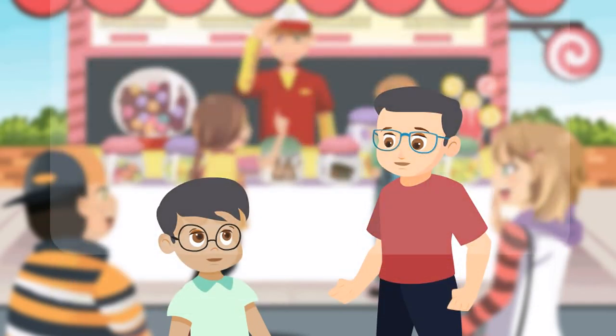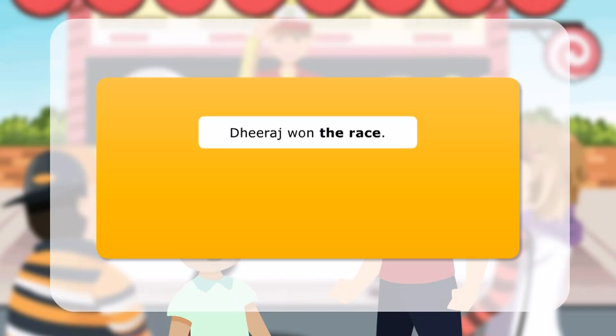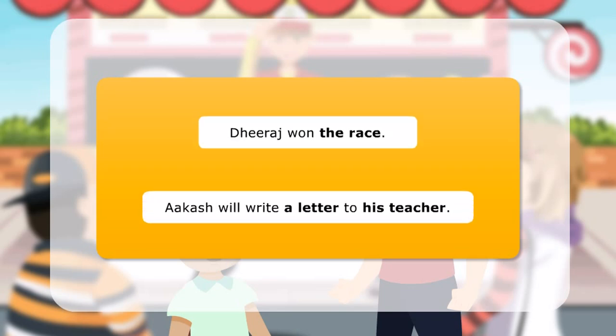Here are a few more examples of direct and indirect objects. Dheeraj won the race. Akash will write a letter to his teacher.